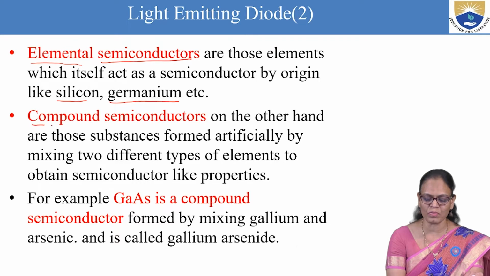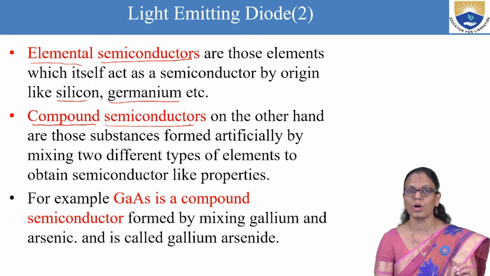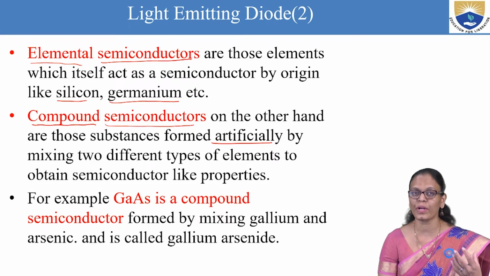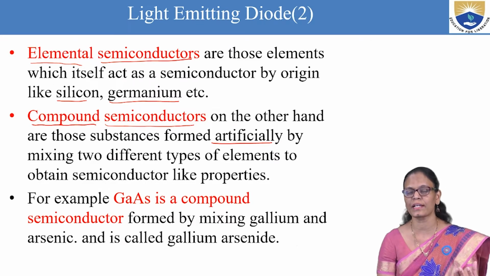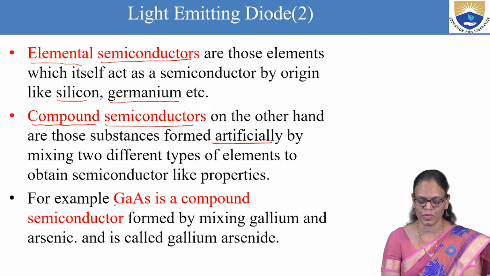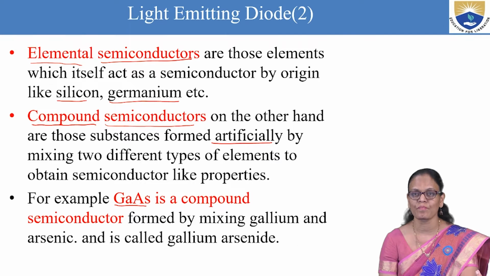Then come the compound semiconductors. What are compound semiconductors? These semiconductors are formed artificially. We mix two different types of elements and we get a compound, and we call it a compound semiconductor. An example of a compound semiconductor is gallium arsenide. We mix these two elements, gallium and arsenic, and we get a compound semiconductor.